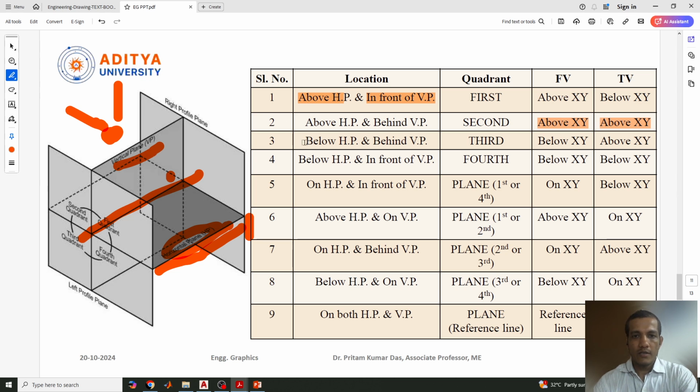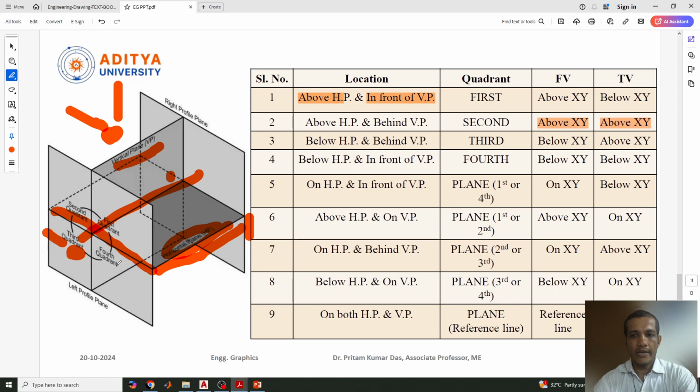The third case is below HP and behind VP. This is our horizontal plane, below HP and behind VP, that means at this point. This point location is the third quadrant or third angle projection. The front view will be at this point, and the top view, as I told you, we need to think that the top view will be here and that will be projected here. So it will rotate, meaning the top view will go up and the front view will be down.